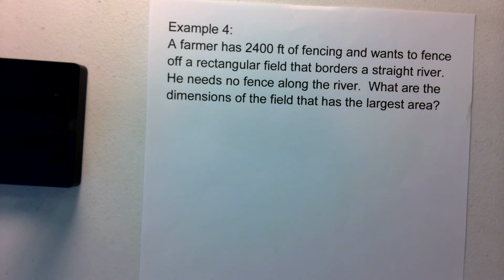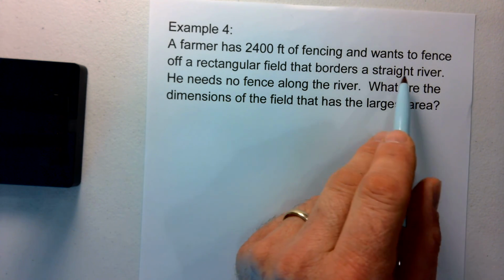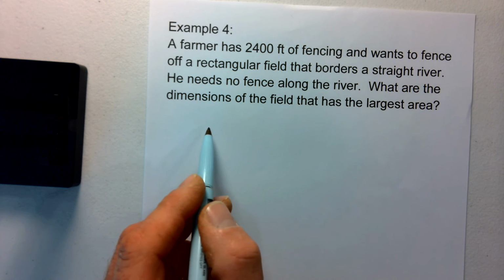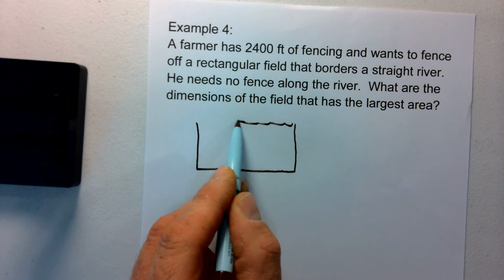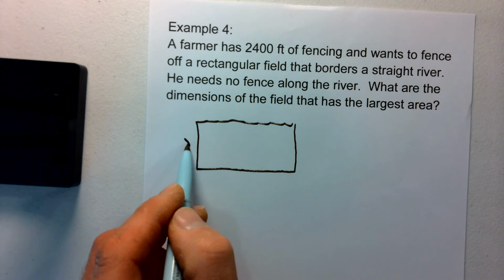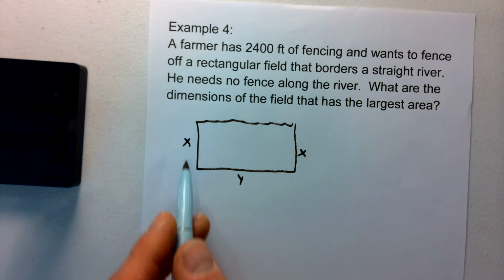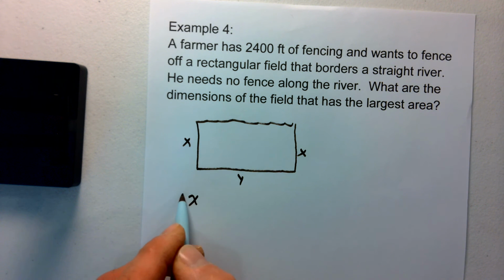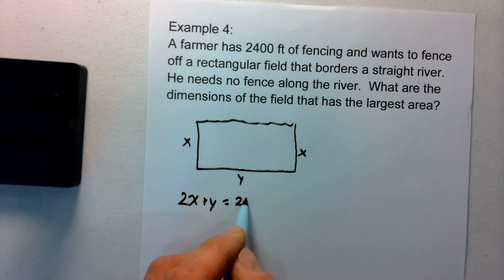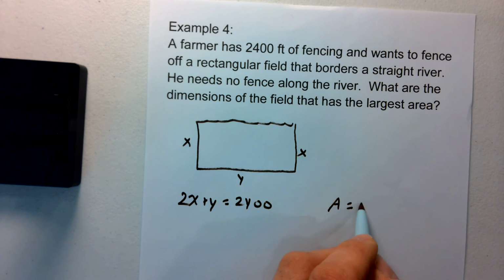All right, and we have one last one. A farmer has 2,400 feet of fencing. Wants to fence off a rectangular field that borders a straight river. He needs no fence along the river. So here's kind of our pasture, and there's the river here, so we don't need anything there. So if I have x, y, and x, I don't need that, so I don't need another y. 2,400 feet is going to be the outside dimension, so we have 2x plus y is going to equal 2,400. And we want the largest area. The area in this case is going to be x times y.